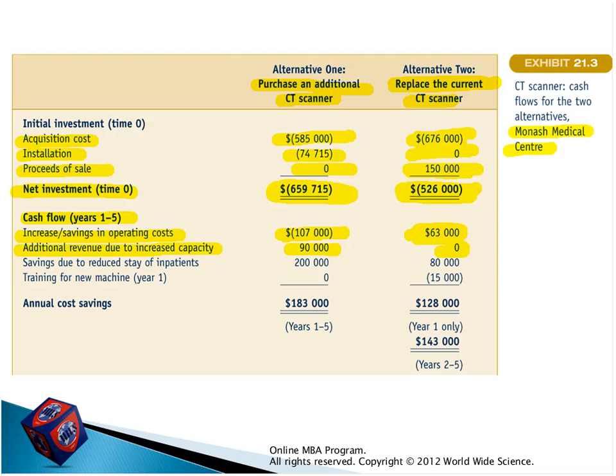Next one comes with the savings due to reduced days of inpatients. For example, in the first project, it brings profits of like 200,000. Reduced days of inpatients means we can get more patients based on two CT scanners, right? We can offer more service than the previous one.